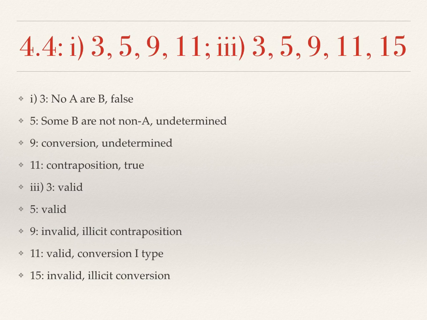And number 11 is valid. It's using the conversion of the I type in a correct way. And number 15 is invalid. It doesn't use conversion in the correct way. Okay, so that's that for those.